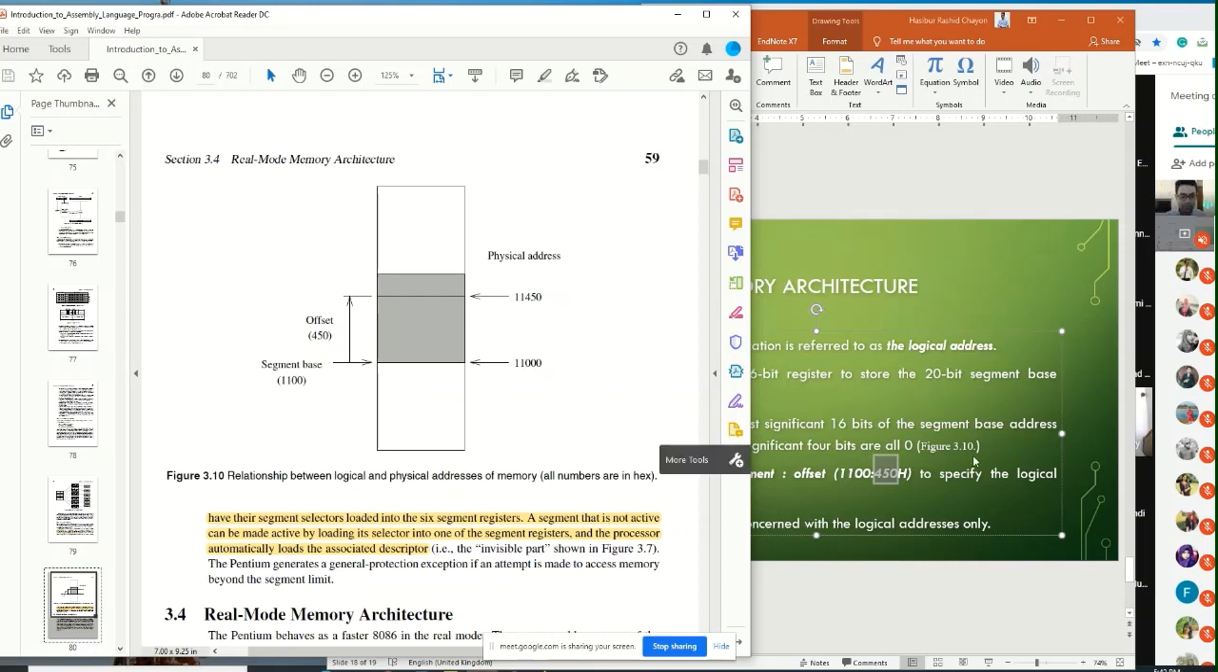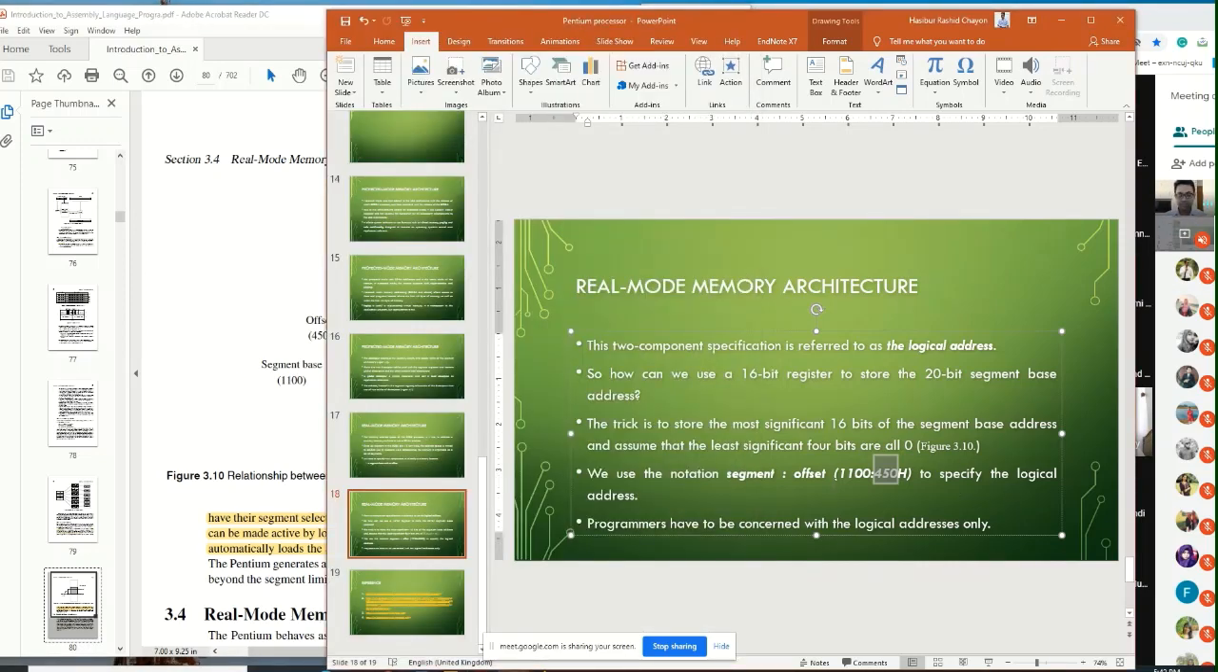By the way, if you combine this segment and offset, this combined information is called the logical address of the memory. I hope you know what logical means. That means this is an address used by the software. This is a virtual address, not a real memory address. So this is a logical address.